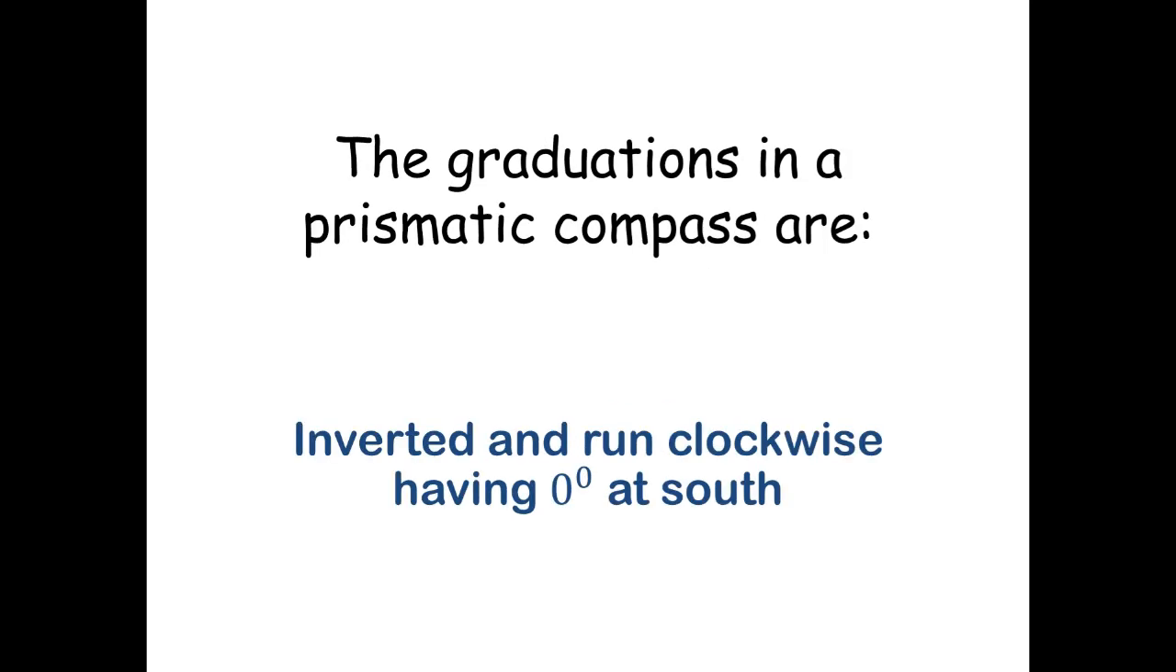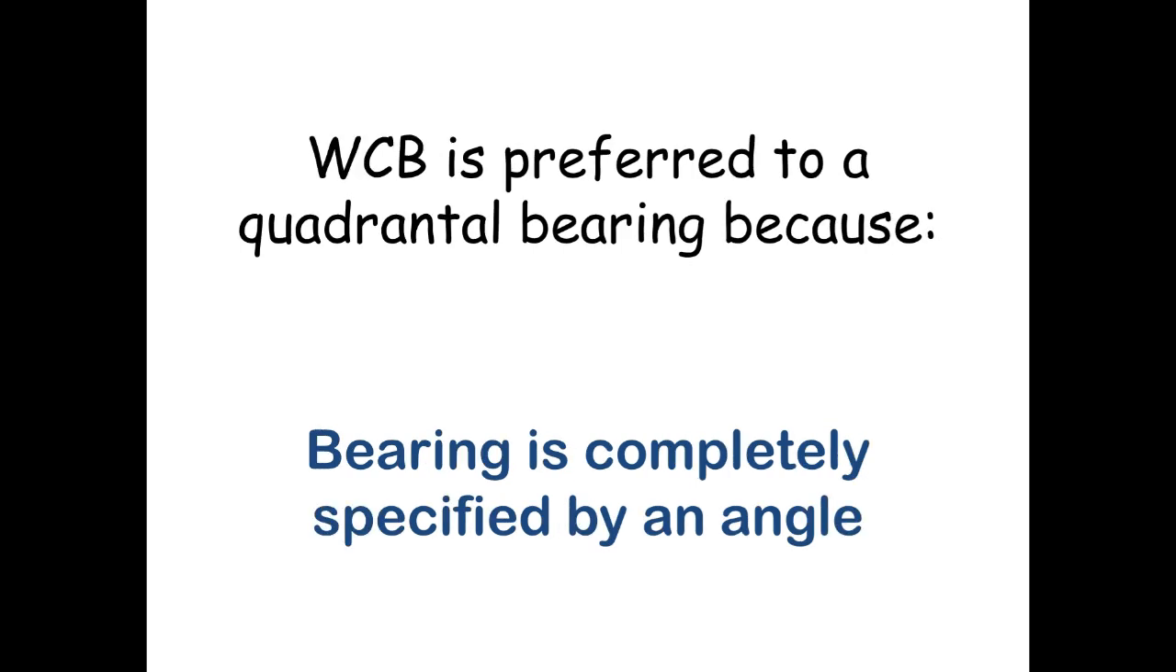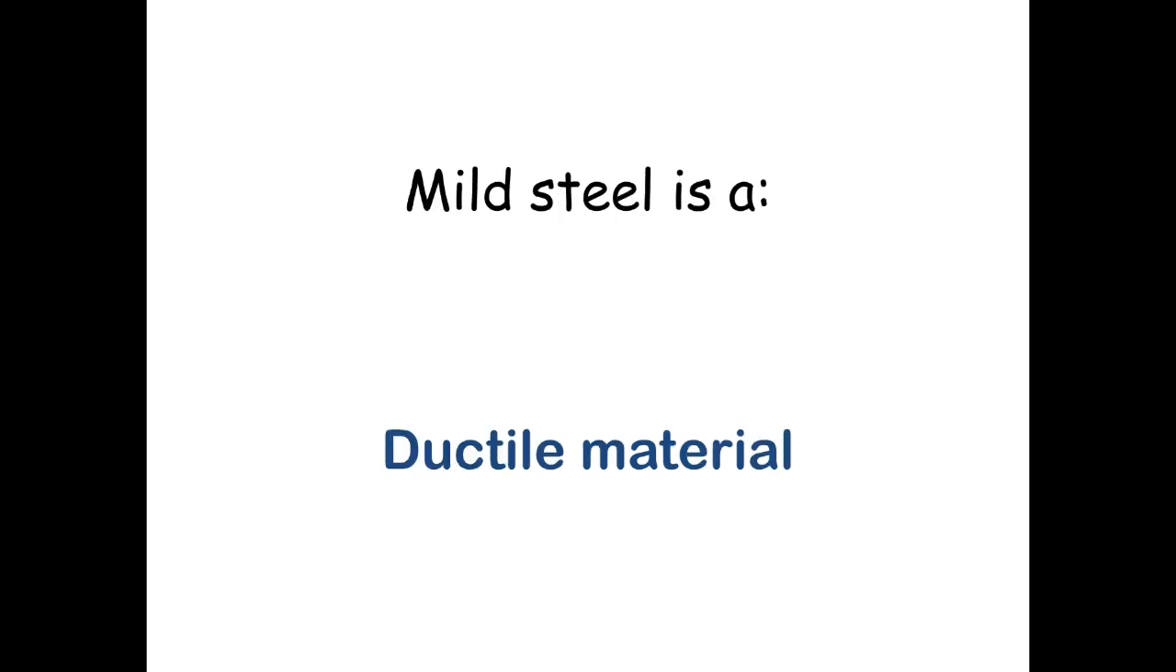The graduations in a prismatic compass are inverted and run clockwise having 0 degree at south. The accuracy of measurement in chain surveying doesn't depend upon general layouts of the chain line. Whole circle bearing is preferred to a quadrantal bearing because bearing is completely specified by an angle. In arches, stratified stones are placed so that their planes are radial. Mild steel is a ductile material.